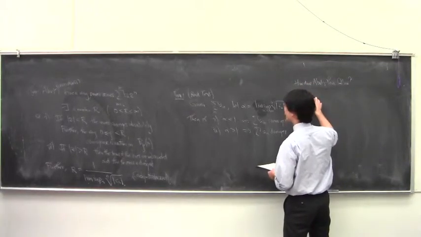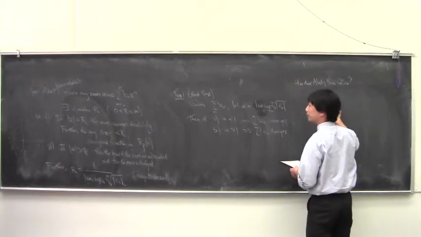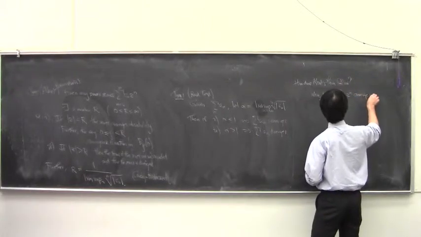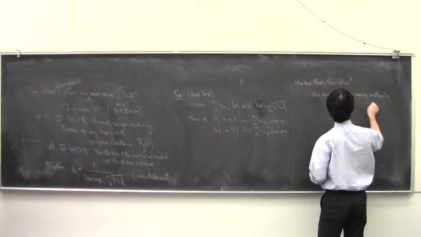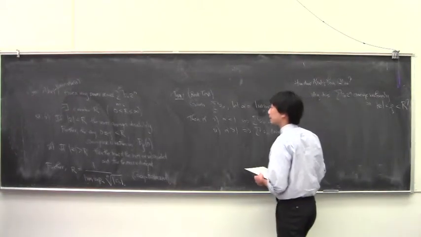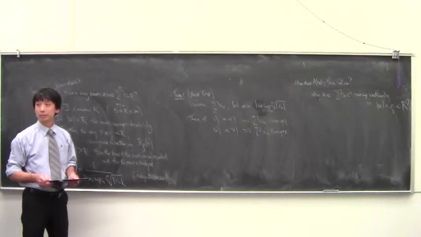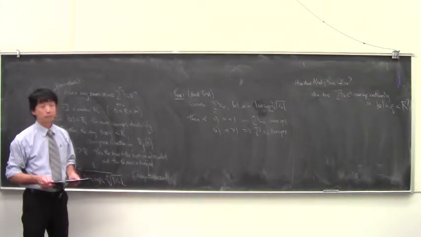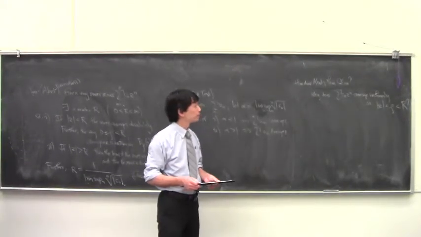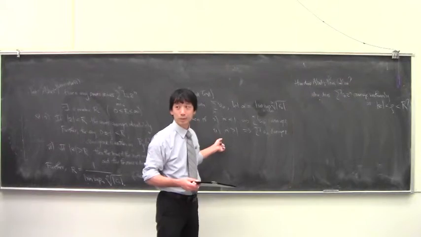So, why does this thing converge uniformly on |z| less than rho, strictly less than R? Question: is it so the sequence of functions in this case is the partial sums of that series? That's right. Okay. Why does the sequence of partial sums converge uniformly?